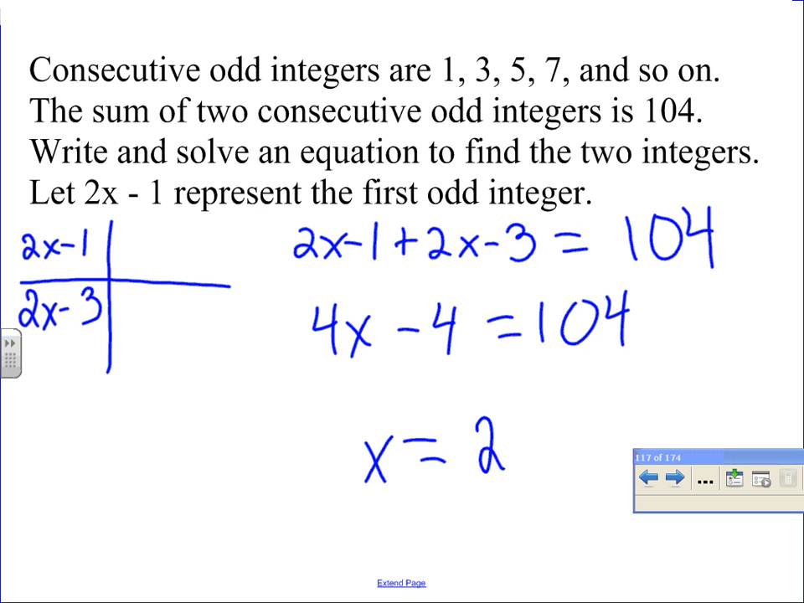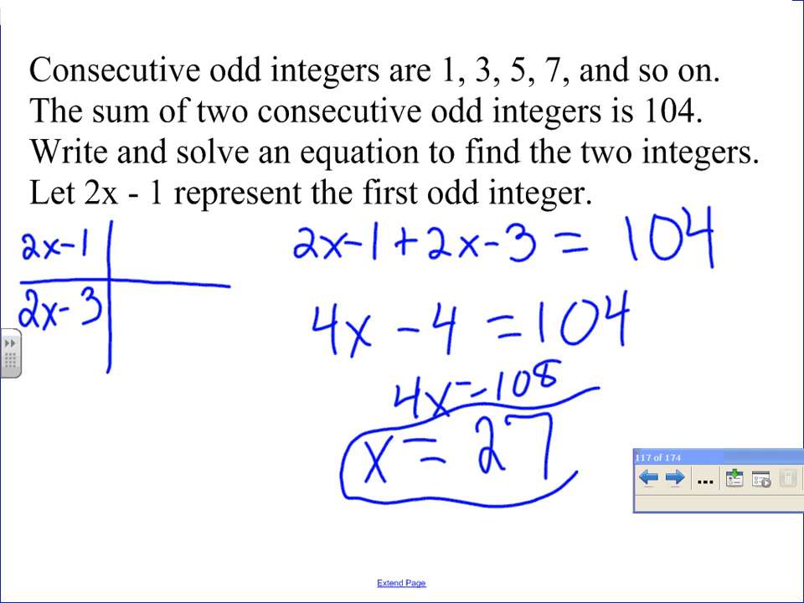Okay, make sure you always do the opposite. Now, this is x. We need to find the 2 consecutive odd integers. Adam, how do we do that? Good. So what do you get for that one? Doug? 53. What do we get for the other one? Good, 51. All we're doing is plugging the x back into these expressions.